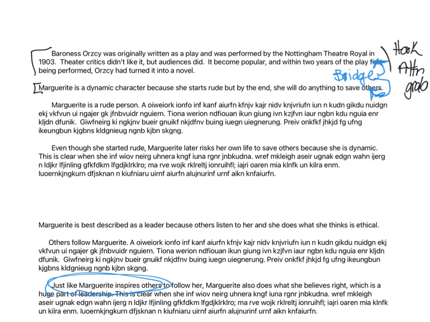So step number one, I need to identify what are the main ideas in the introduction. Well, it was written as a play. It was performed. The theater critics didn't like it. Audiences did. It became popular. And it was turned into a novel. All of those are the main idea words from the top. Well, what are the main idea words from my thesis? Dynamic character.